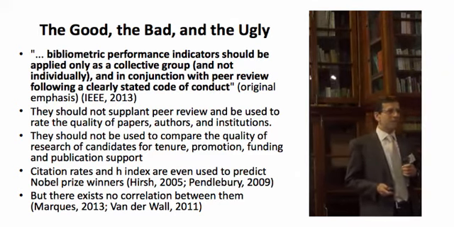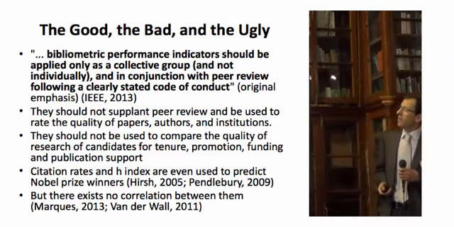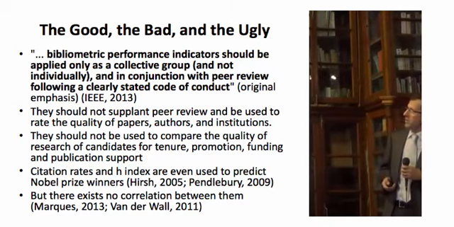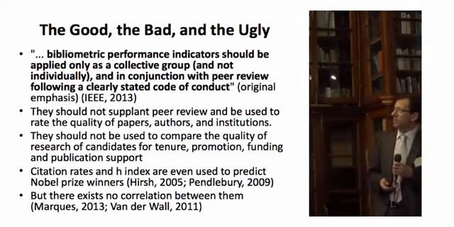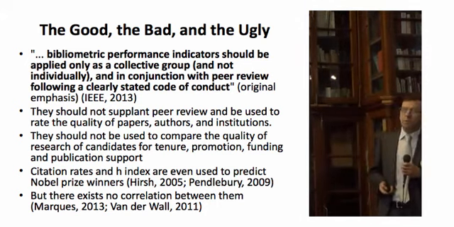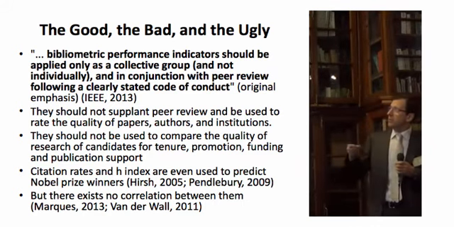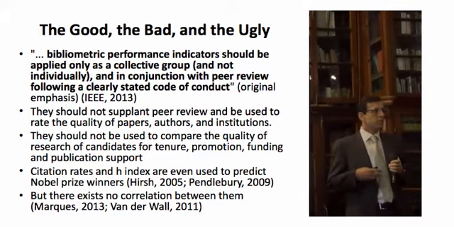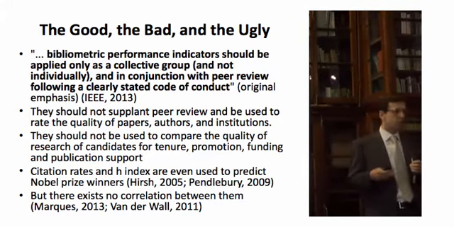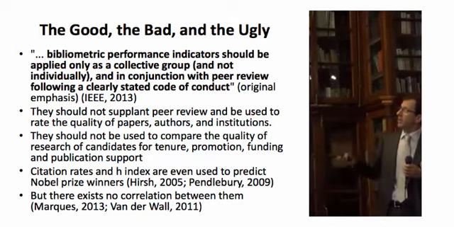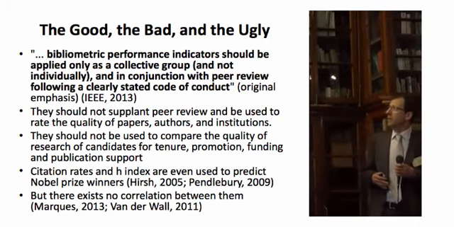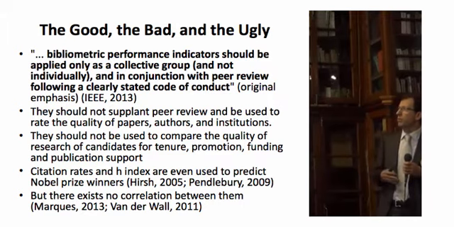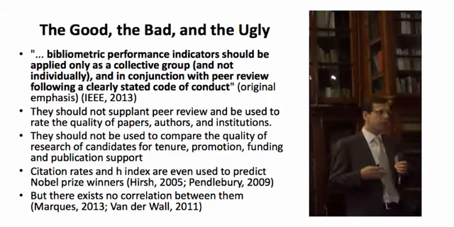Now, the subtitle and the conclusion. You probably heard of the DORA statement a few years ago, chartered in San Francisco. In that document, it is said that the bibliometric performance indicators such as journal impact factor, journal citation half-life, H-index, etc., should be applied only as a collective group and not individually, and in conjunction with peer review, following a clearly stated code of conduct.